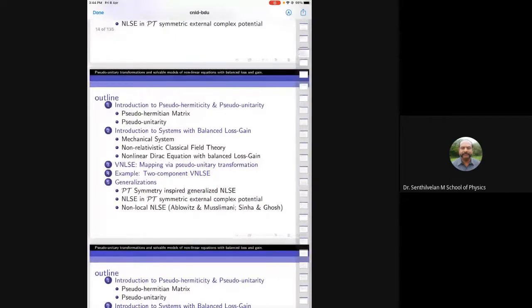Then finally, I'll be talking about generalized, namely PT symmetry inspired generalized nonlinear Schrodinger equations. There are different kinds of generalizations. And then also, where we introduce some confining complex potential. For the last 1 decade or so, there is a new integrable non-local nonlinear Schrodinger equation. So how to generalize all these to balanced loss-gain system, that will be discussed.